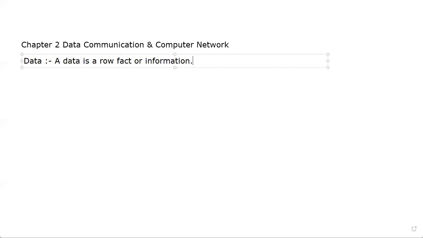But in terms of computer, in terms of communication, our data is in the form of bits. Bits means a collection of 0 and 1. So data is in the form of 0 and 1. This is all about the idea of data: data is a raw fact or information, and our data is in the form of bits.